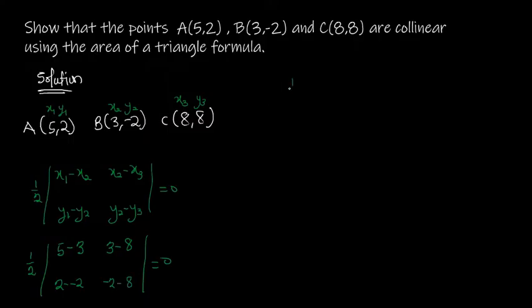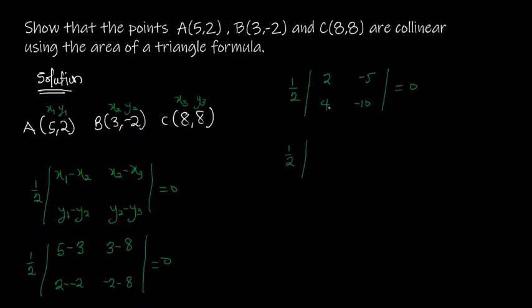So from here I have half, then 5 minus 3 will give me a positive 2. 3 minus 8 will give me a negative 5. 2 minus minus 2 will give me a positive 4, since the negative negative becomes positive. And then negative 2 minus 8 gives me a negative 10 over here. This is equal to 0.